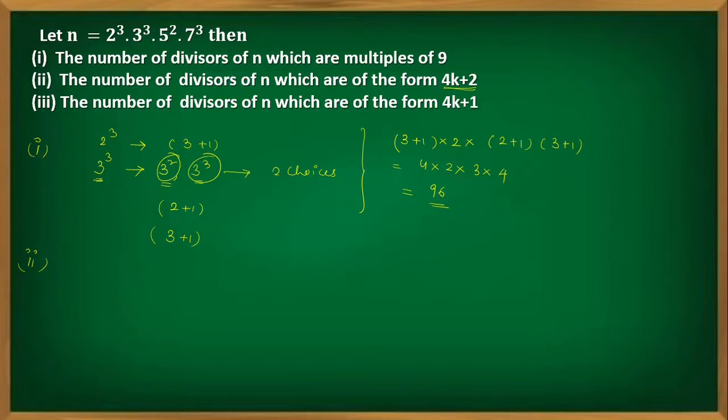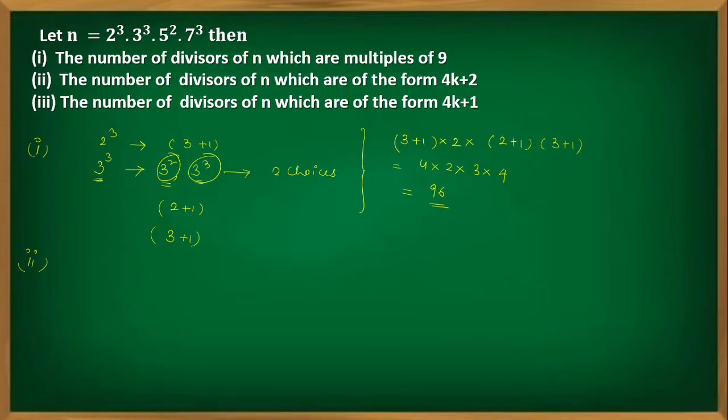So for example, if you take the divisor 2 into 3, which is 6, see this divisor is of the form 4k plus 2. Why? Because 6 you can express as 4 ones plus 2, so it is of the form 4k plus 2. Can you see that? So one of the divisors is 6, which is of the form 4k plus 2. Like this, how many divisors are there? You need to find.